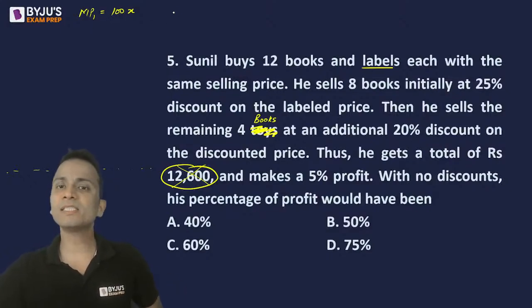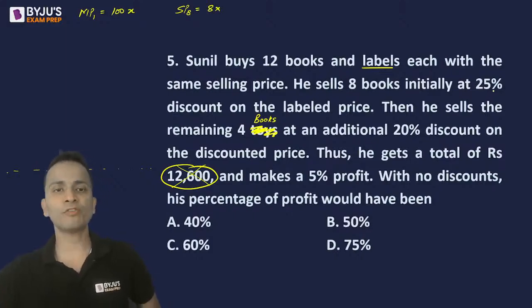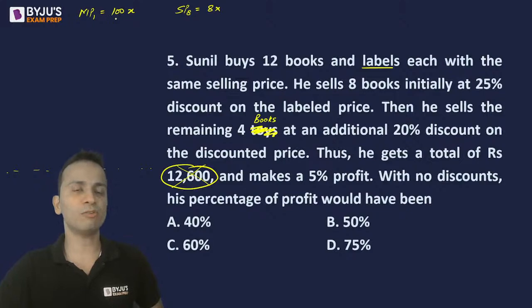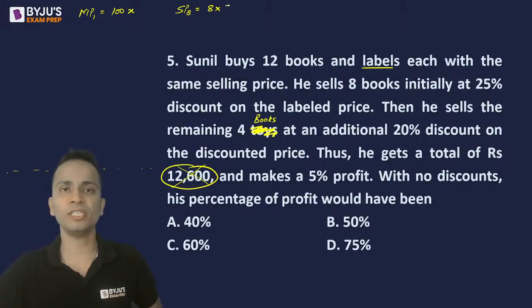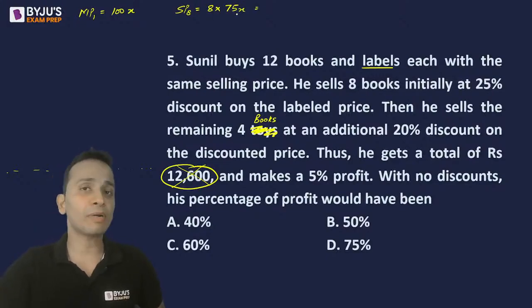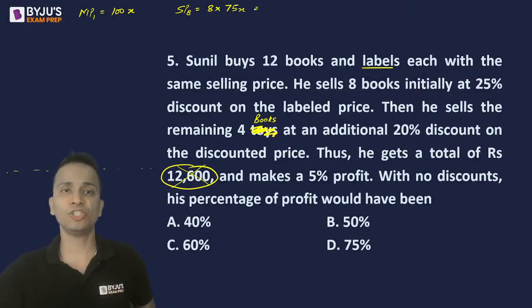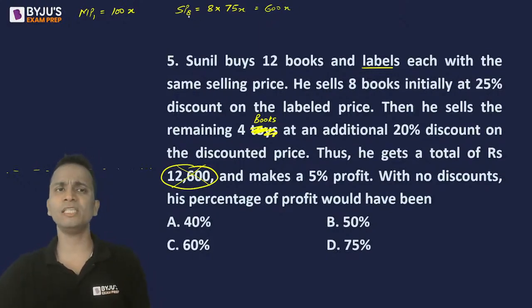Okay, now he sells 8 books initially at 25% discount. So the selling price of these 8 books will be 8 multiplied by the price at which each book is sold at 25% discount. So the mark price is 100x. After a discount of 25 percent, it will be 75x. So 8 books are sold at a price of 75x each. So 8 multiplied by 75 is 600. So the money that he received on these 8 books is 600x.